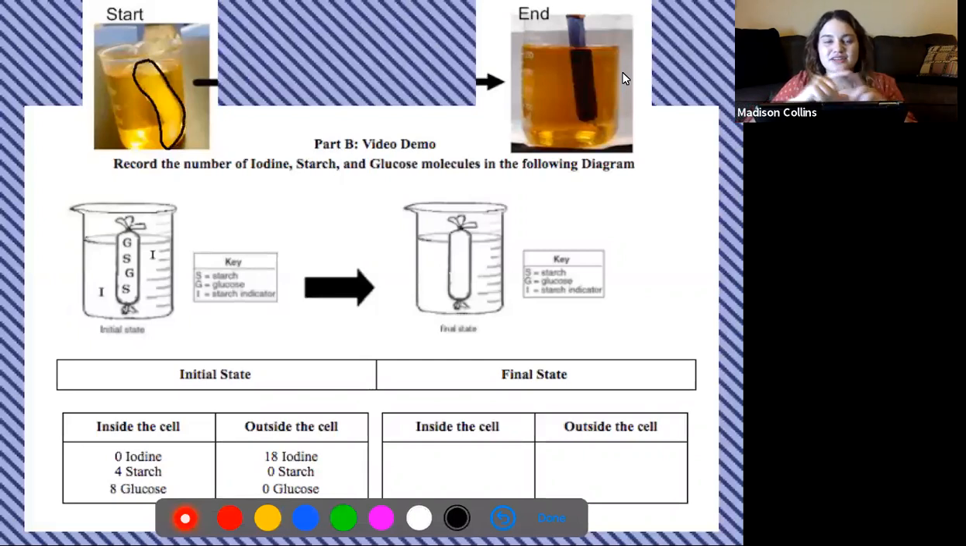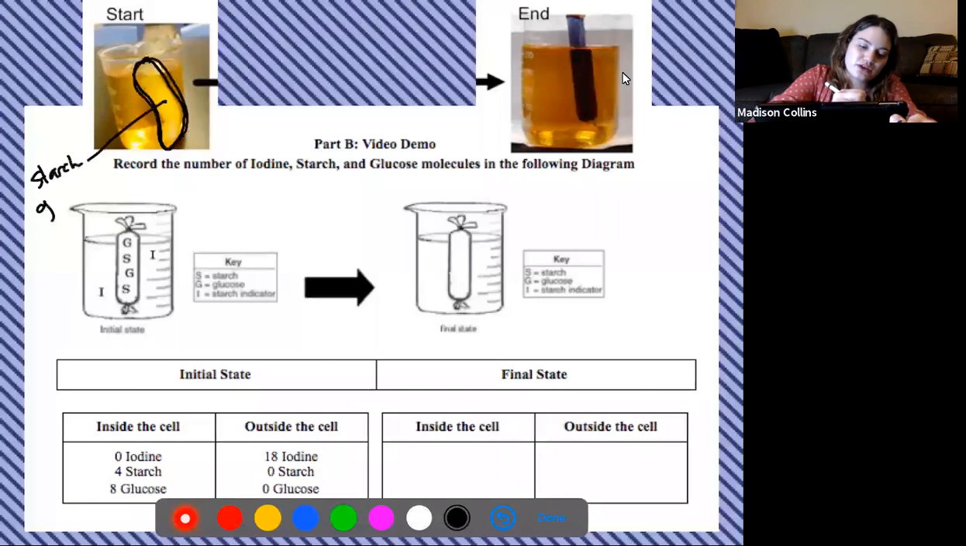I would have gotten some of that dialysis tubing, pumped a few squirts of starch and glucose into that cell, and then tied it off with some string. And eventually it would look something like this. So inside that cell, we have starch and we have glucose.